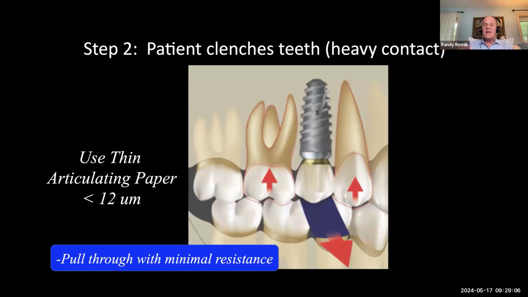The second part of this is then we have our patient heavily clench. We have them clench as hard as they can. Why? Because we want to compress that periodontal ligament. By compressing that periodontal ligament, now we're going to take thin articulating paper, the shim stock, and be able to pull it through with minimal resistance. So we'll be able to pull it through, but we'll know that that space now goes down to probably less than 12 microns, and that is timed occlusion.